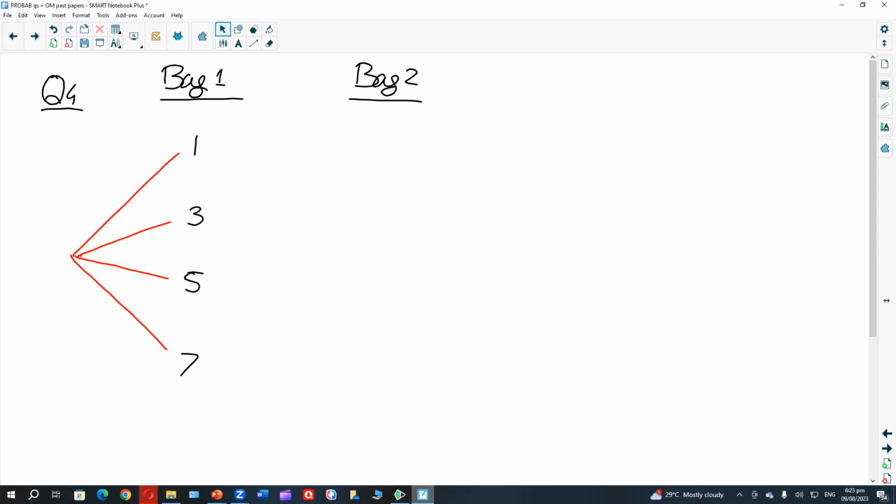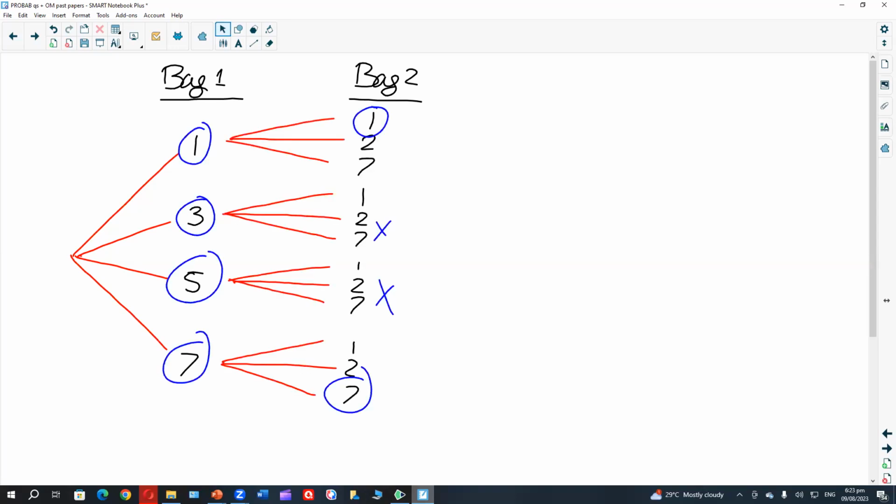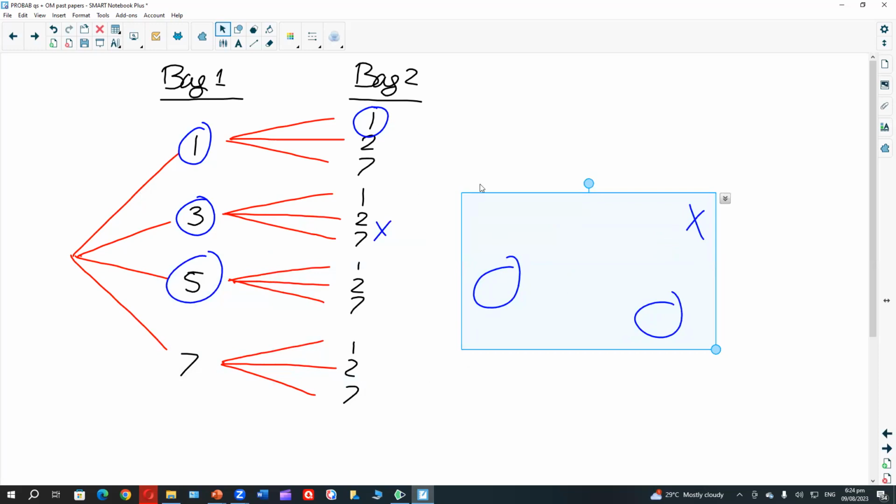Now the concept is very simple. When you bring bag number 2, you have to make the outcomes for every option in bag number 1. You have to repeat the outcomes with bag number 1. You have to repeat the outcomes with 3. You have to repeat the outcomes with 5, and you have to repeat the outcomes with 7. Now you have to copy this tree diagram.